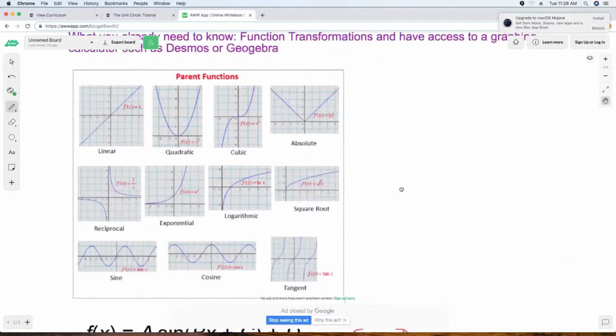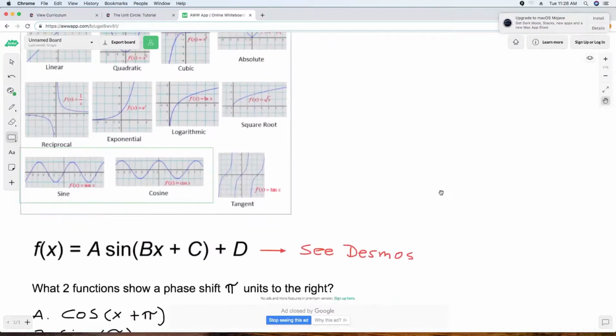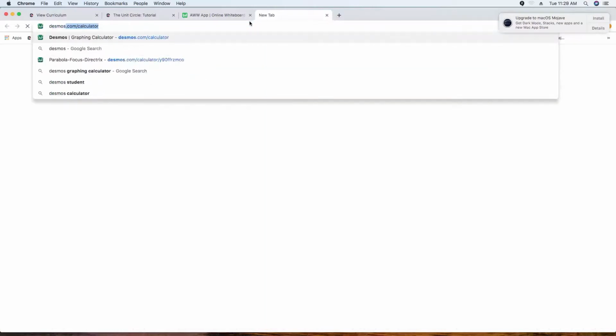Okay, so let's say, remember this chart from last time? Last time we only went over these parent functions. Now we're going to focus on these right here, sine and cosine. All right, and then they give us this formula. F of x equals a sine bx plus c plus d. What does that mean? So what I'm going to do right now, I'm going to go on Desmos.